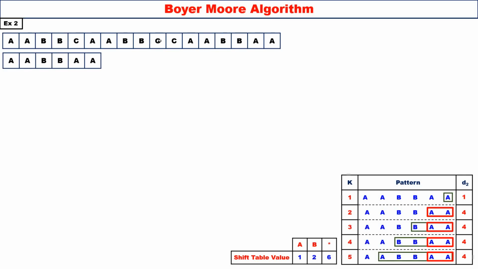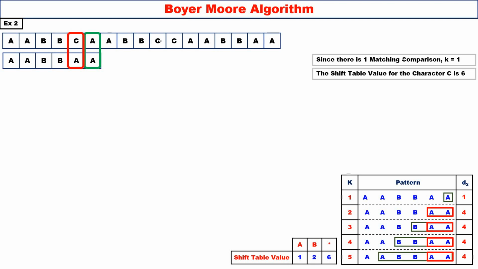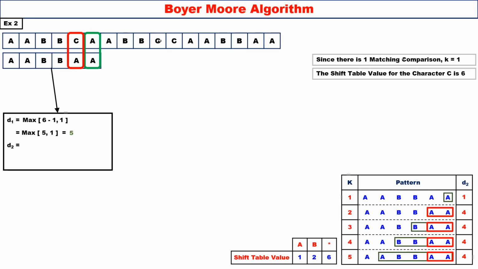This is our main string. This is our pattern string for which we constructed the shift table value and the D2 value. Let us do the comparisons from the right. A and A matching, A and C not matching. So there is only one matching comparison. K is equal to 1. And what is the shift value for the mismatched character C? It is 6. Now D1 we have to calculate: maximum of 6 minus 1, 1. That is 5.